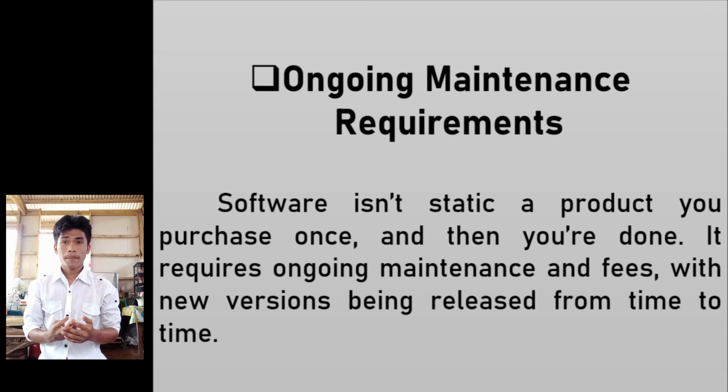And lastly, the ongoing maintenance requirements. Software isn't static. It's not a product you purchase once and you're done. It requires ongoing maintenance and fees, with new versions being released from time to time. It's often the responsibility of the IT department, but be sure to assign this to someone. Using outdated versions of software can put your company's security at risk. So make sure you understand all of the ongoing maintenance requirements before purchasing new software.